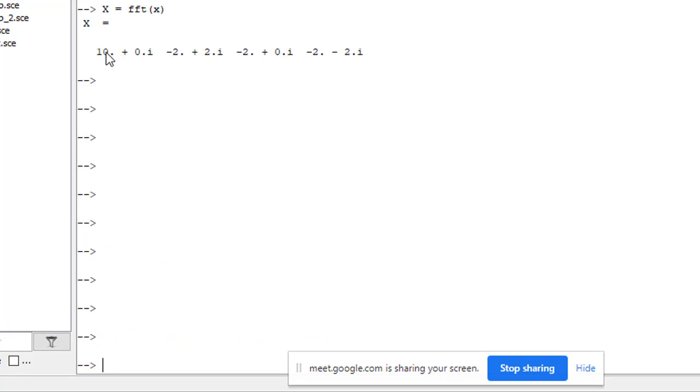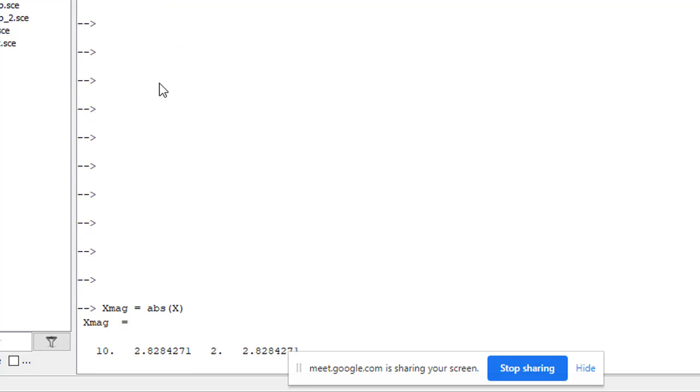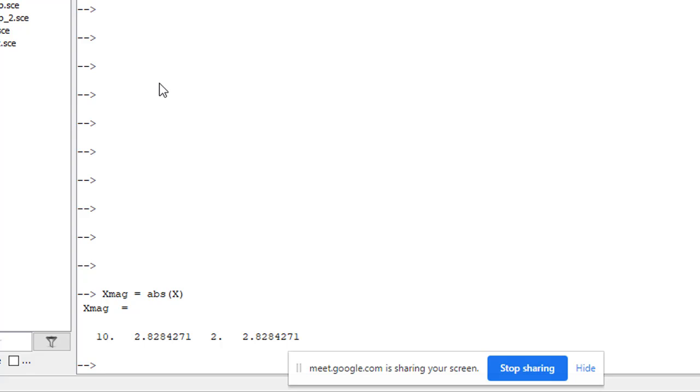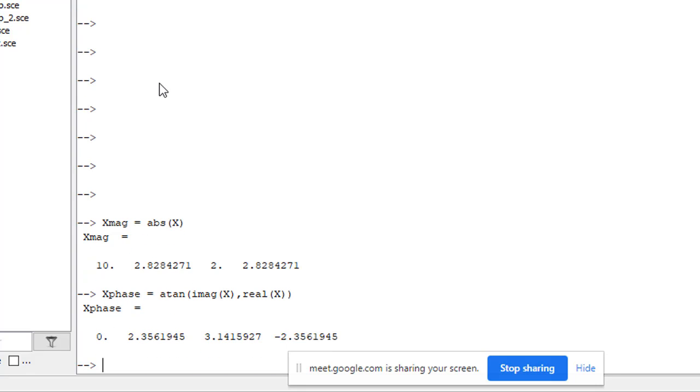I need to find even its magnitude and phase angle, and I already told you how. How do we find magnitude? Xmag is equal to ABS of X of k, but X of k is in capital X. So it is 10, 2.828, 2 and 2.828. And phase angle, Xphase, is equal to atan inverse of, first parameter the imaginary part, IMAG of X, and then REAL, real of X. If I hit enter, I should get 0, 2.3.